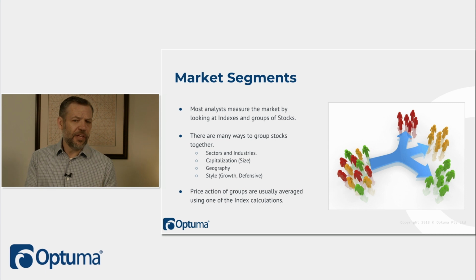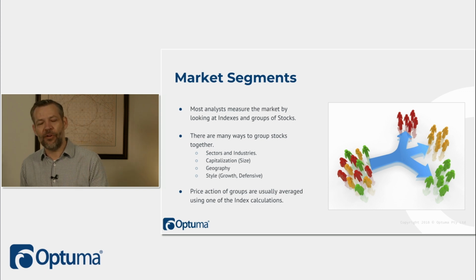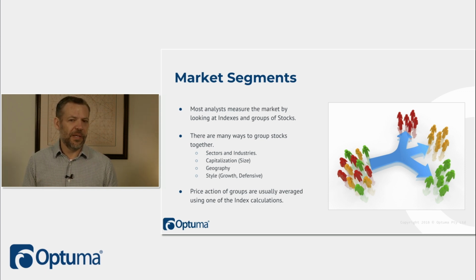But sectors and industry, these are groupings, and we look at that group together because it can be hard to monitor all stocks. If we group technology together and look at what's happening to those, we get an idea, and then we may have some feelings about, okay, when technology is going down, the best exposure to technology may be Apple, or it may be Amazon, or whoever. So we can be a little more selective based on what we're seeing. Price action of groups is usually averaged using one of the index calculations, which we'll talk about.